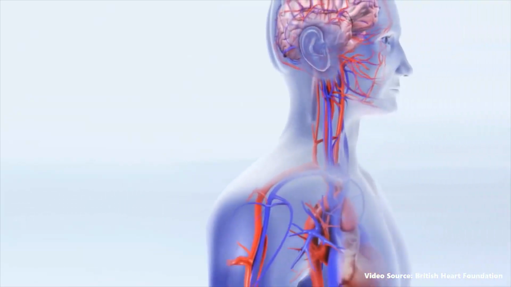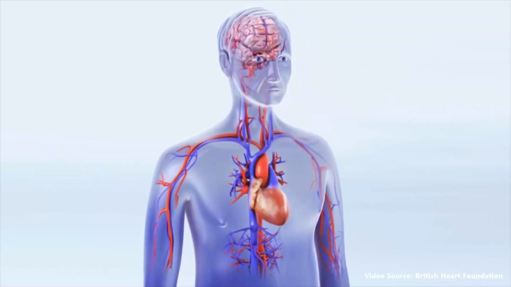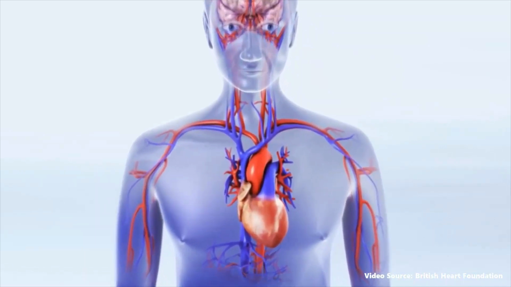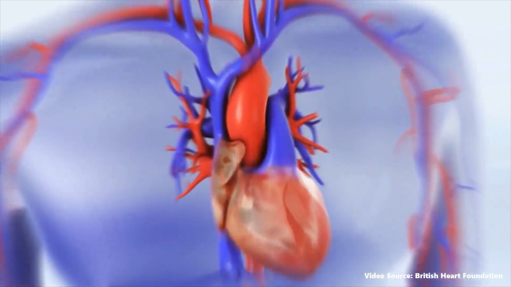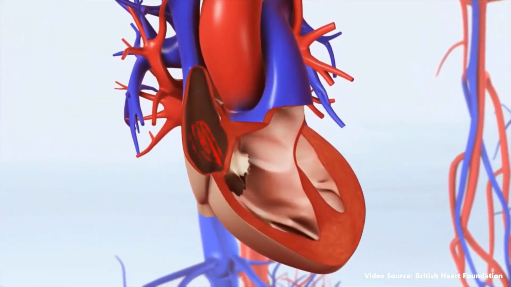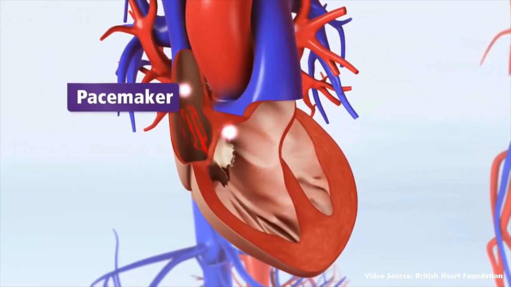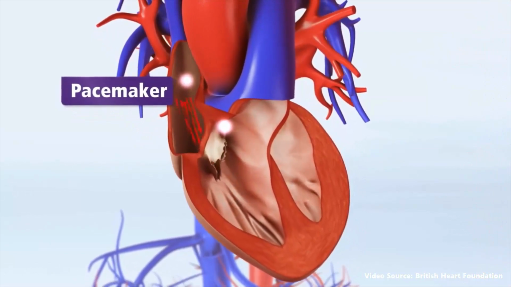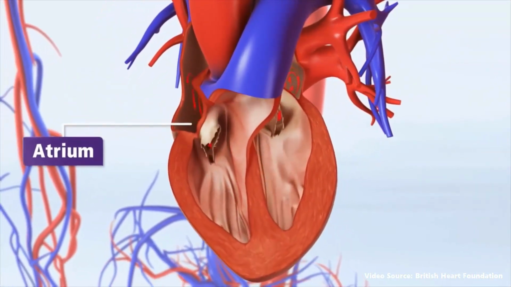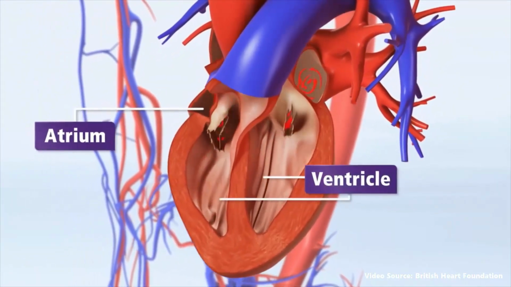Atrial fibrillation, or AF, is an irregular heartbeat. It is caused by a breakdown in the natural pacemaker that is responsible for making sure that the 4 chambers of the heart contract in a coordinated way to pump blood around the body. Under normal circumstances, the pacemaker first makes the 2 chambers at the top of the heart, called atria, contract, squeezing blood into the 2 lower chambers, also known as ventricles.